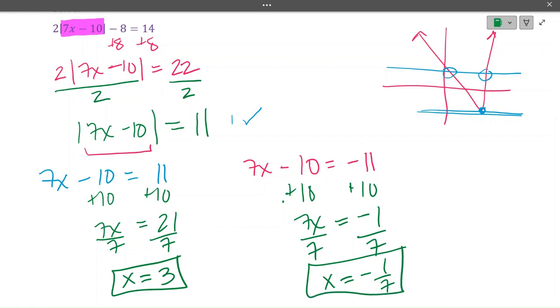You should plug these back into the equation and verify that when you do that, you still get 14 out. I've already done that for both of these, so I've checked these. So I know these are the two solutions to this equation.